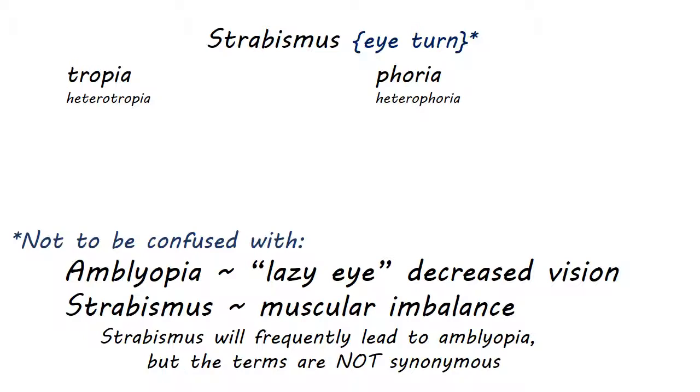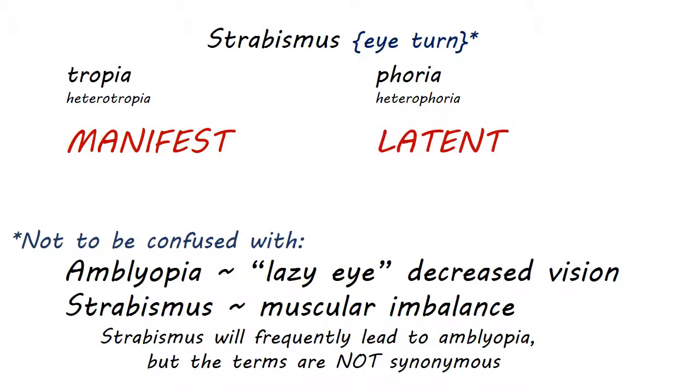Strabismus, on the other hand, is an eye turn. The eye is turned or in a misaligned position. That being said, of course, the two often go hand in hand because if a person has a manifest strabismus, vision in that turned eye will need to be suppressed in order to avoid double vision. So a strabismus often is also a lazy eye. What is the difference between a tropia and a phoria? A tropia is manifest, meaning it is always there. A phoria is latent, meaning it is not always there.